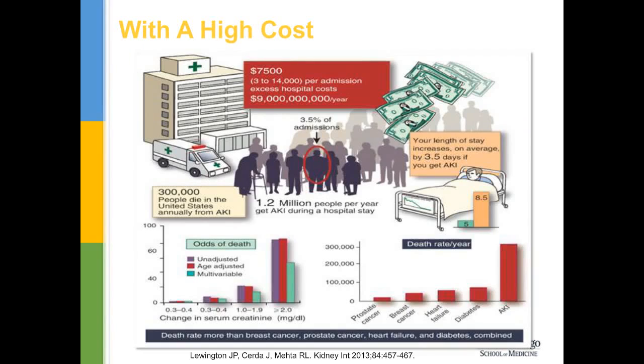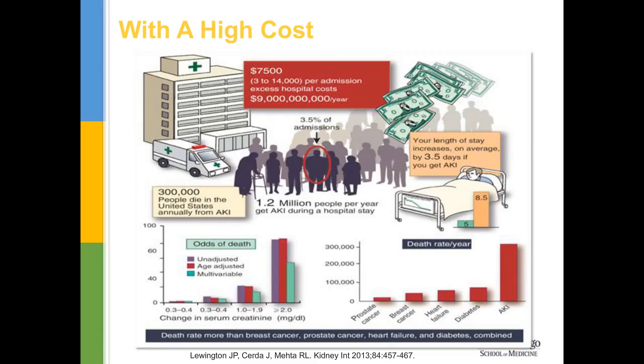To put this first aspect in perspective, when we look at the global burden of kidney disease, you can see here that approximately in the United States, we are currently spending about $9 billion a year for acute kidney injury management. 300,000 people die from it annually, and the length of stay increases considerably, and the overall death rate per year is greater than the combined death rates of prostate cancer, breast cancer, heart failure, and diabetes, and the odds of death increases quite significantly.